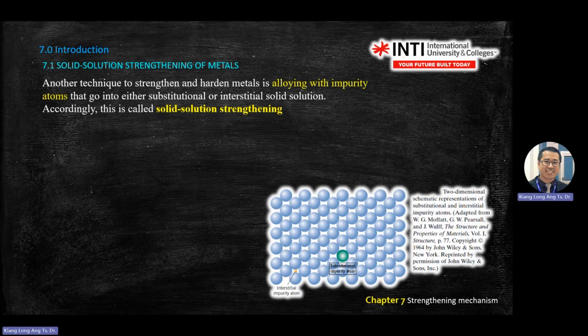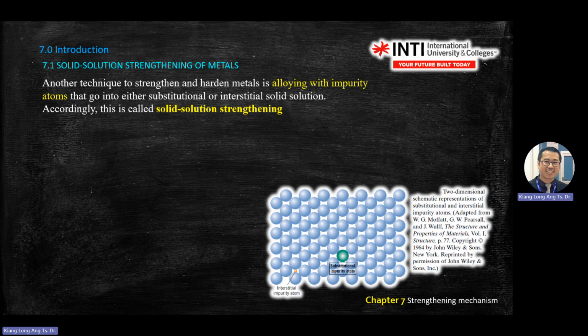So recap, previously we have two types of impurity. One is substitutional, where you substitute the host atom with an impurity or external entity. In this case, you see the green ball here. This is a substitutional impurity. It must comply with the Hume-Rothery rules. There are Hume-Rothery rules, so you need to go and read.